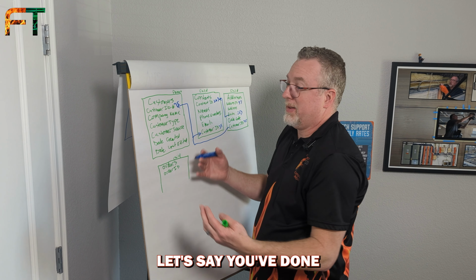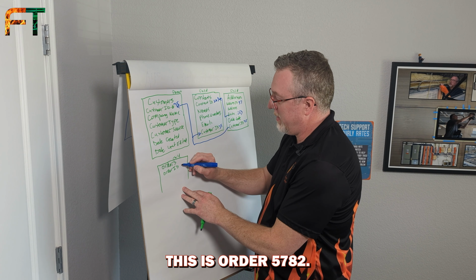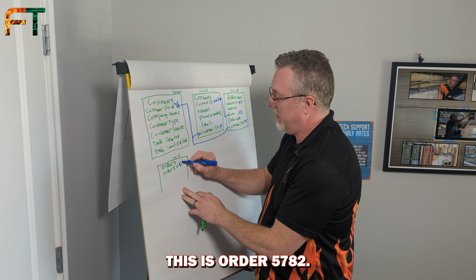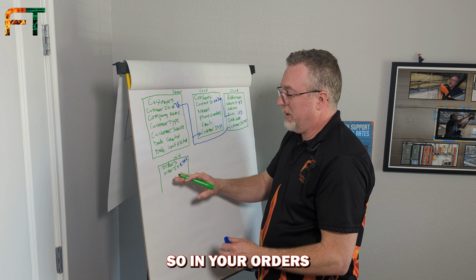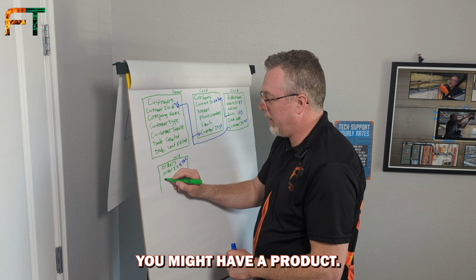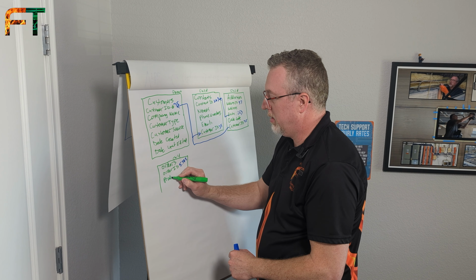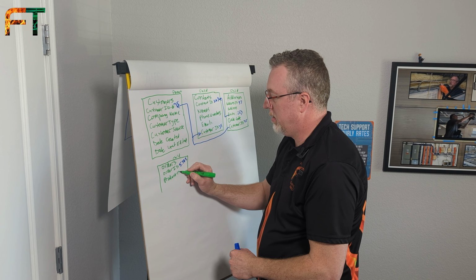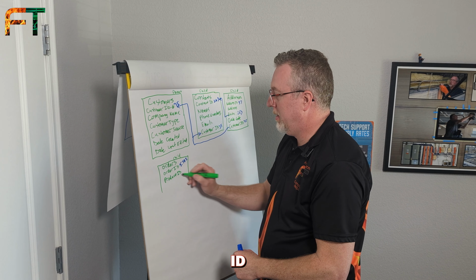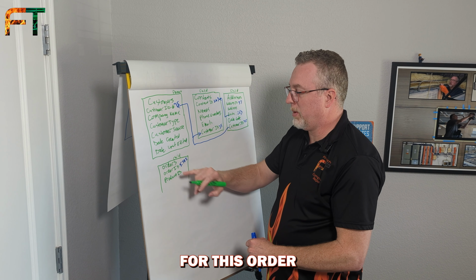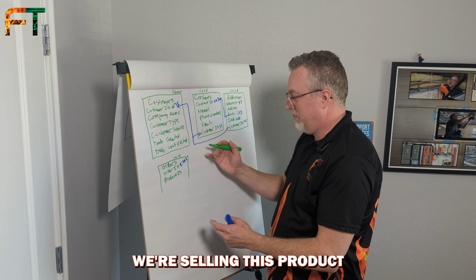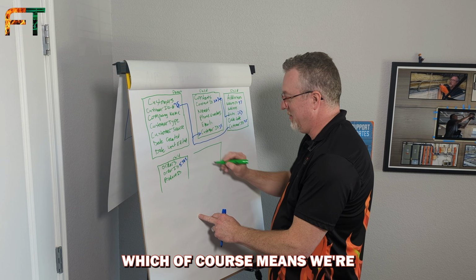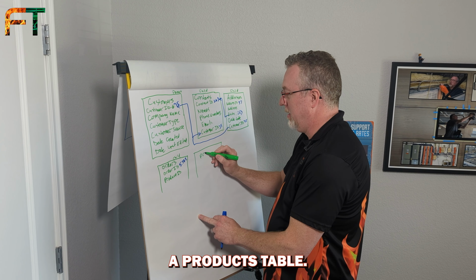So on your orders, let's say you've done a lot of sales. So let's say this is order 5,782. So in your orders, you might have a product ID. So that tells you for this order, we're selling this product, which of course means we're going to have a products table.